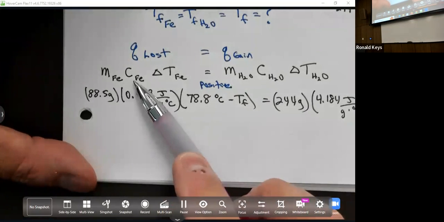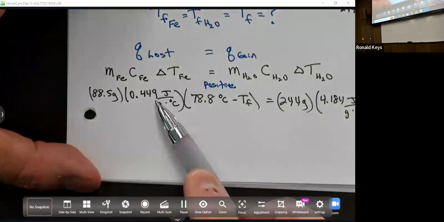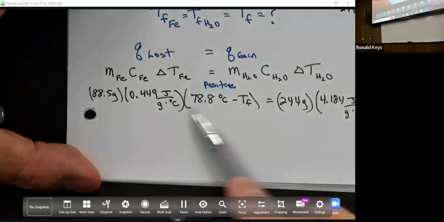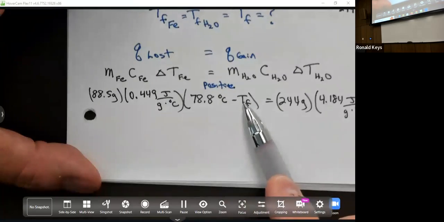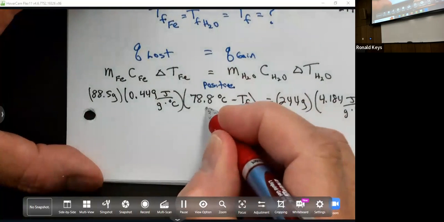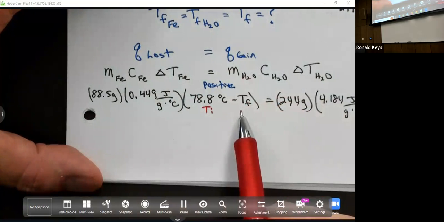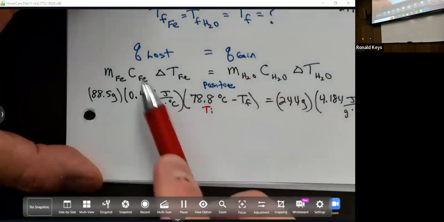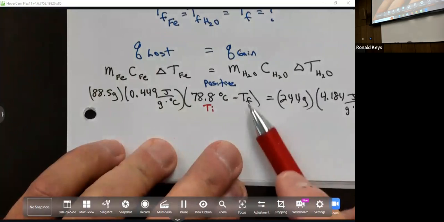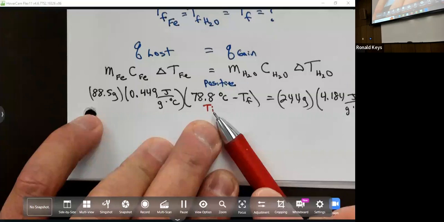Q is equal to mc delta T. So for the iron, it's the mass of the iron, specific heat of the iron, change in temperature of the iron. Now, when I left off, the key is to make the temperature changes positive. In this case, we are actually doing T initial minus T final, because we know this temperature is going to go down. The iron is going to cool off. So you want what's in the parentheses for the temperature change to be a positive number.